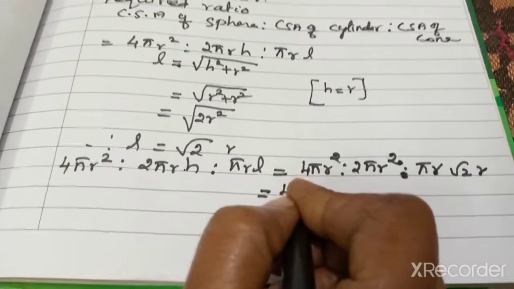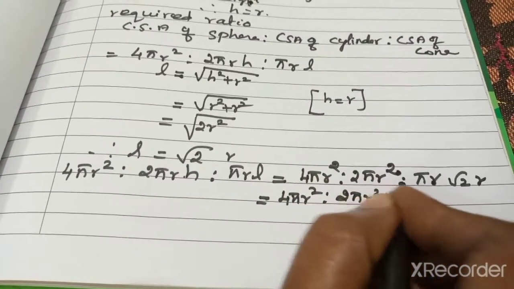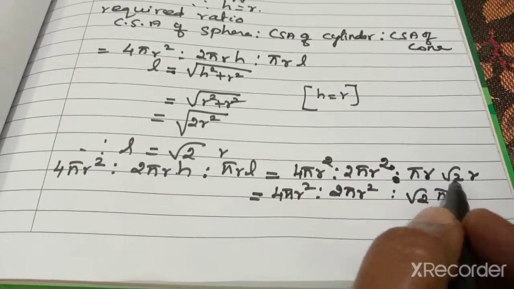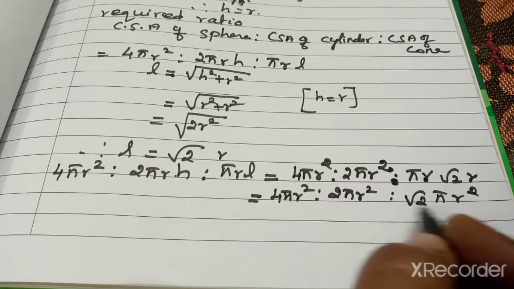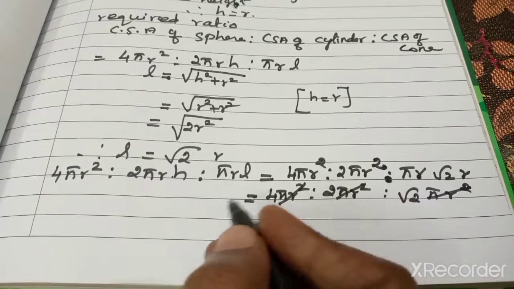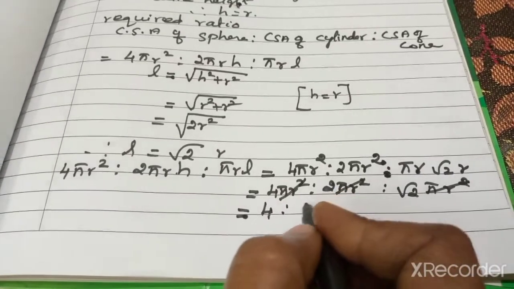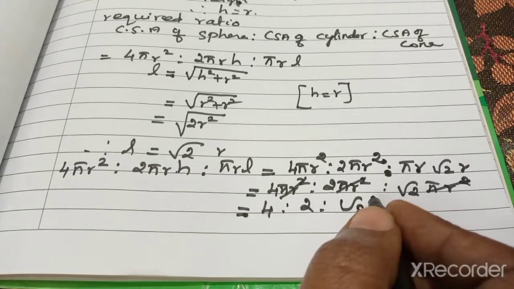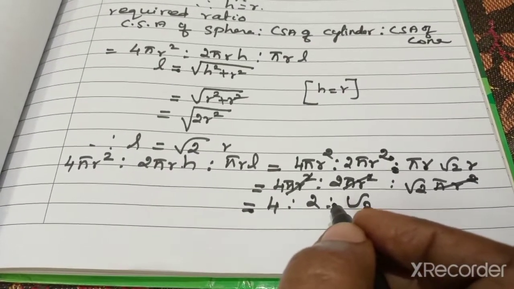Which is equal to 4 pi r squared is to 2 pi r squared is to root 2 pi r squared, which can be written as pi r into r squared here. Root 2 pi r squared. Here pi r squared can be cancelled. Remaining values let us write: 4 is to 2 is to root 2. Okay, let us divide all the terms by root 2.